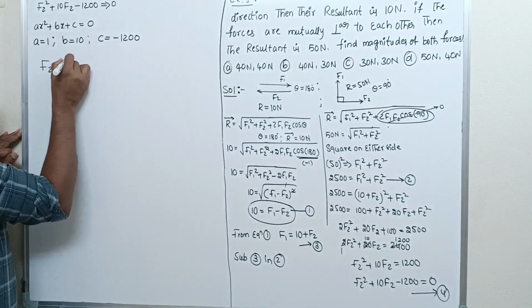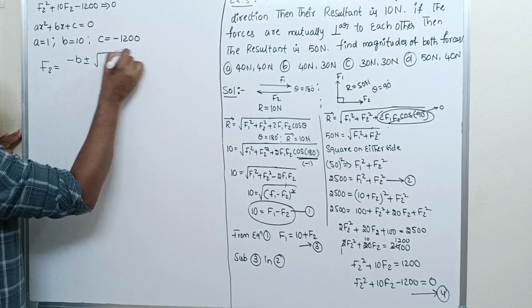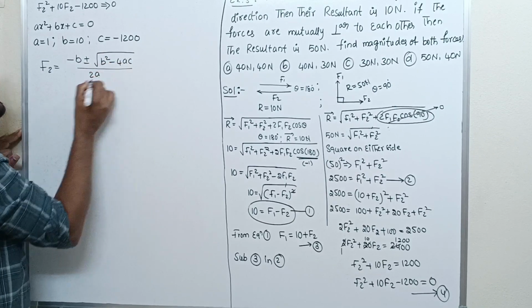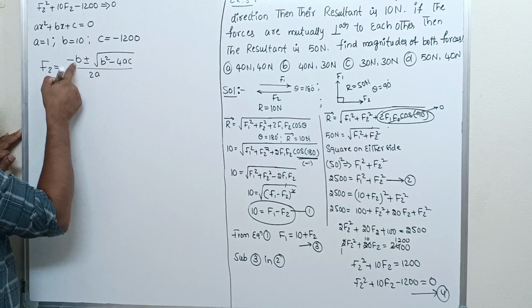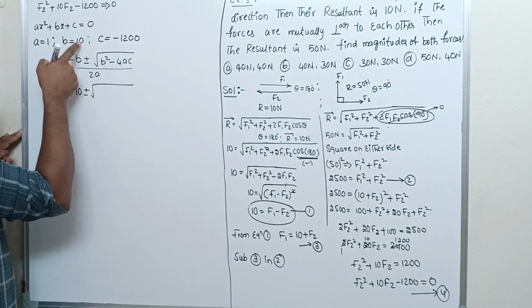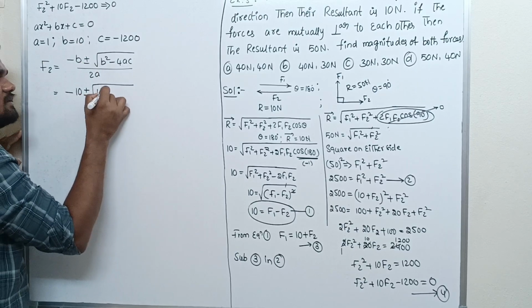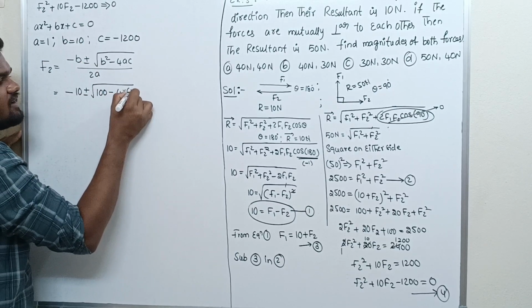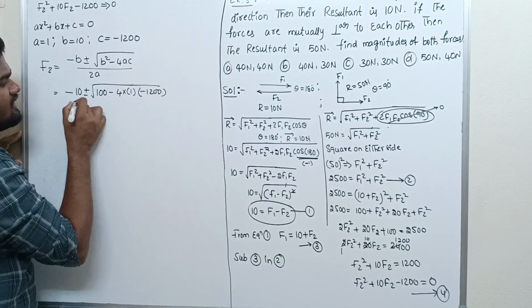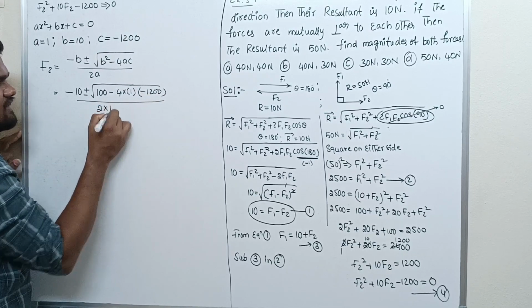So to find the roots of F2, use this equation: F2 is equal to minus B plus or minus under root of B square minus 4AC by 2A. That is equal to minus 10 plus or minus under root of B square, B value is 10, its square is 100, minus 4 into A which is 1, into C which is minus 1200, divided by 2 into A value 1.